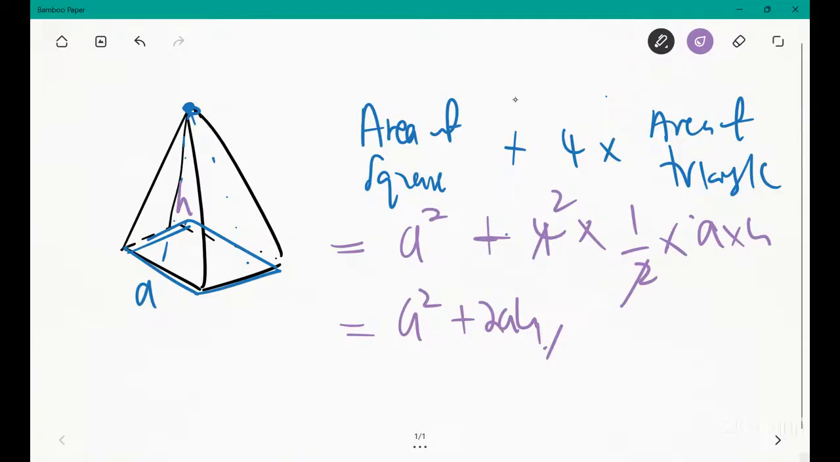Did everyone understand how we got this? The area of a pyramid. In a pyramid, you have one square, so you get the area of a square. And then you have four same triangles, which have the same base and same height. So you simply multiply half into base into height times 4 to get the area of all the triangles. Then add the area of the square plus the area of the triangles, and you get the total area of a pyramid. Did all of you understand this? Yeah.